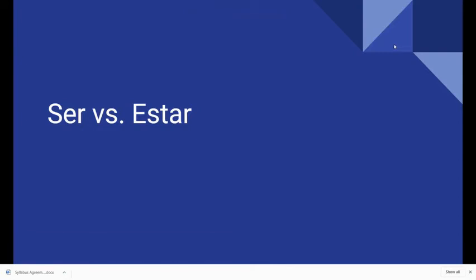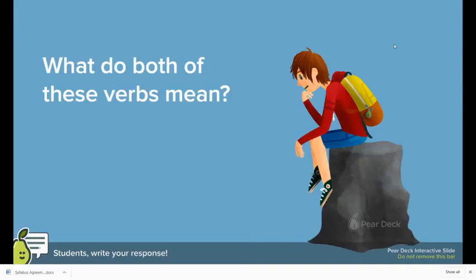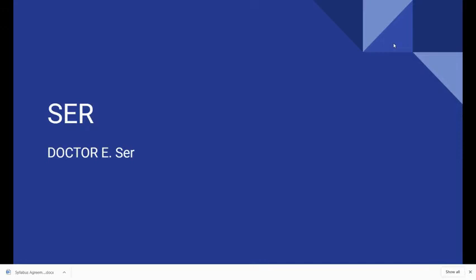Hola chicos, we're going to take some notes over ser versus estar today. So first question we want to ask ourselves is, what do both of these verbs mean? And if you recall, they mean to be.